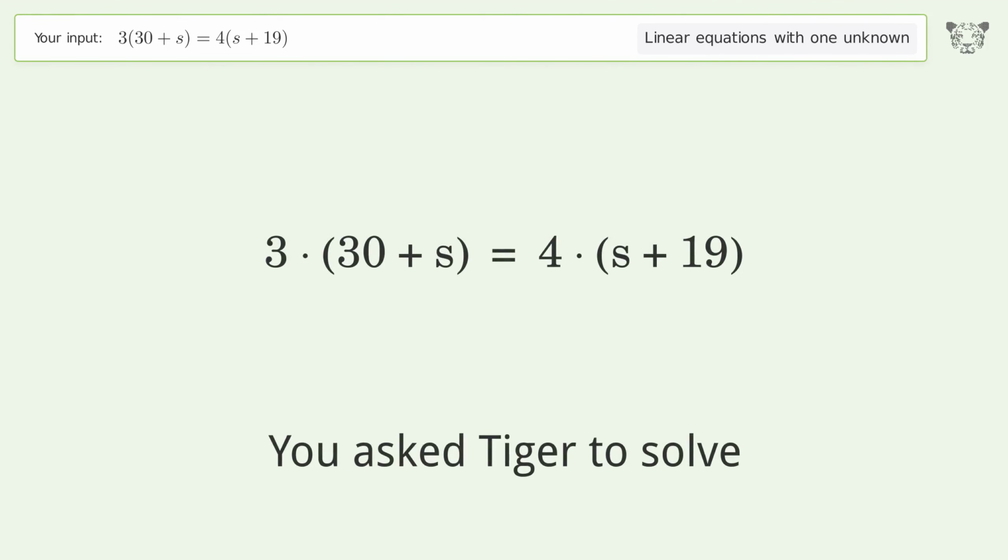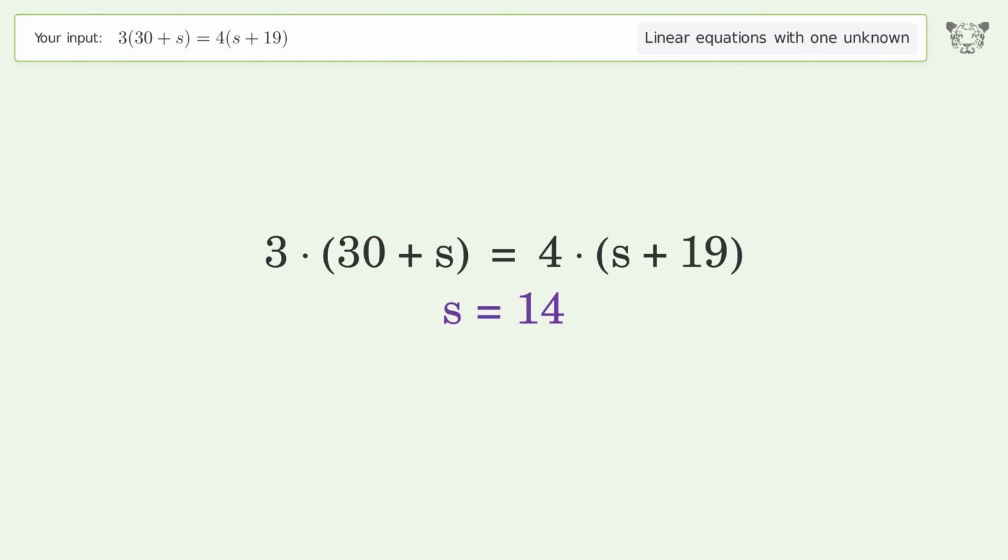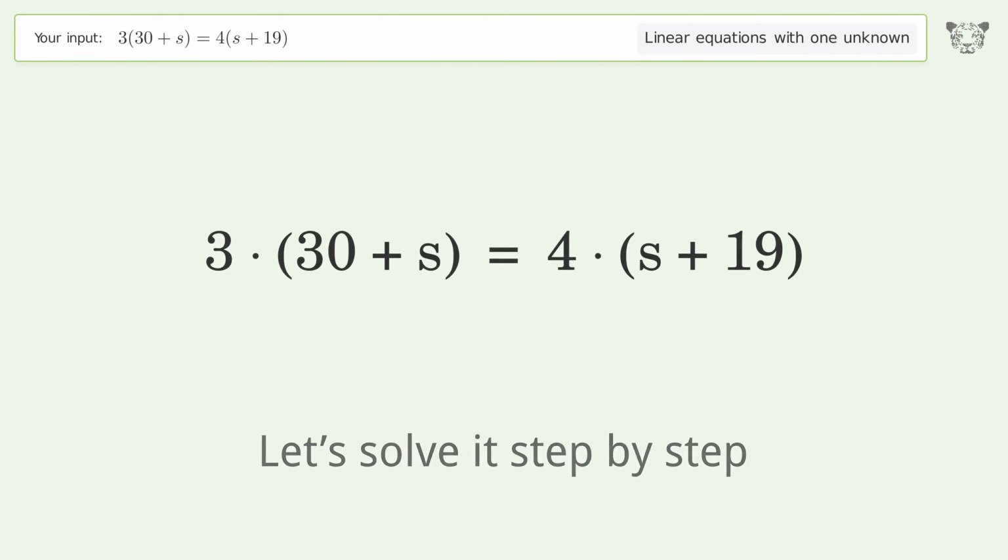You ask Tiger to solve. This deals with linear equations with one unknown. The final result is s equals 14. Let's solve it step by step.